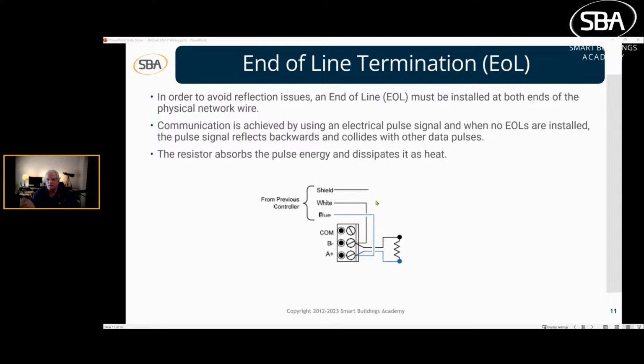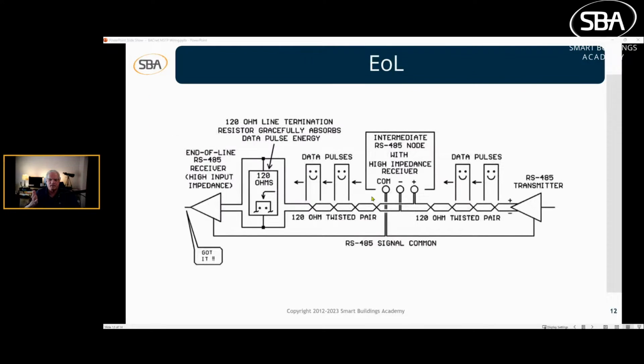120 ohms is typical, but I worked on a brand that called for 249.5, 250 ohm end-of-line terminators. Know your manufacturer's data. So here's how that looks.